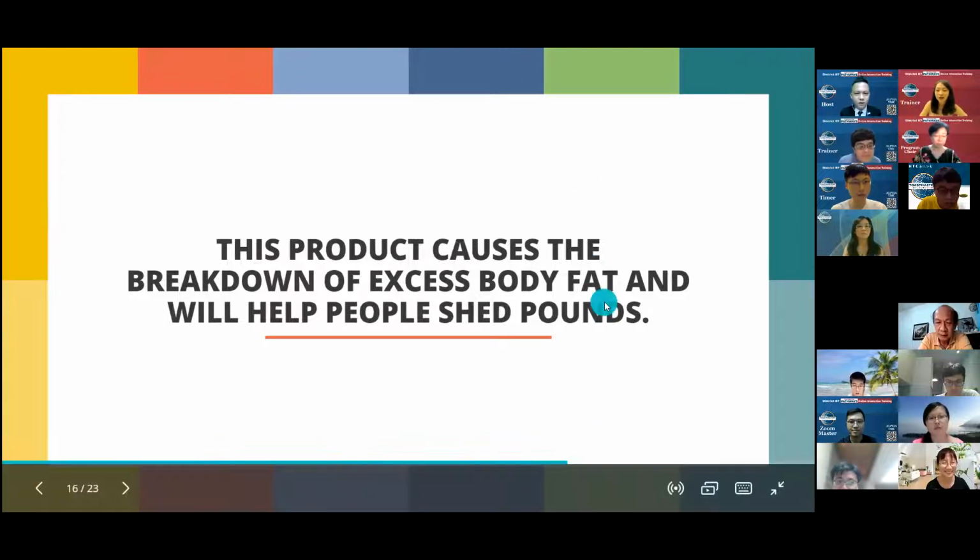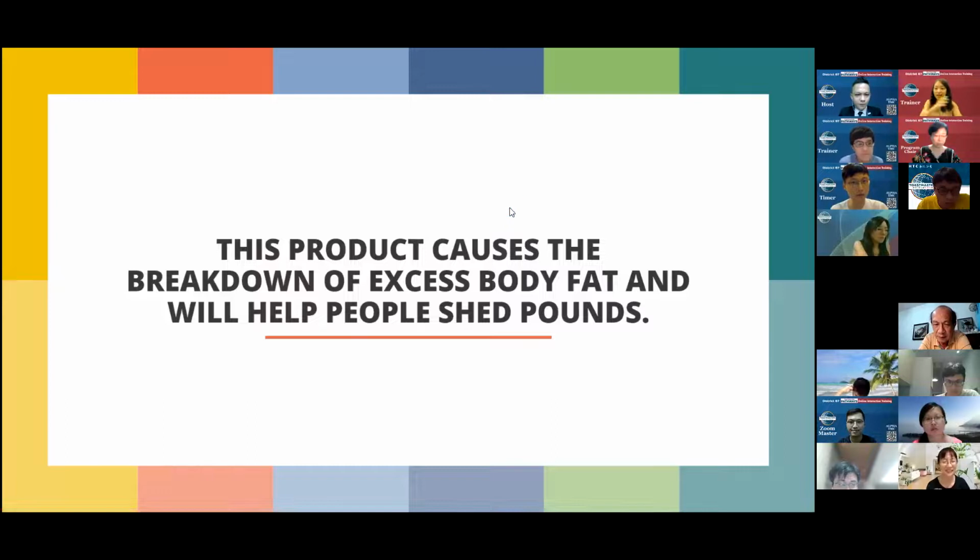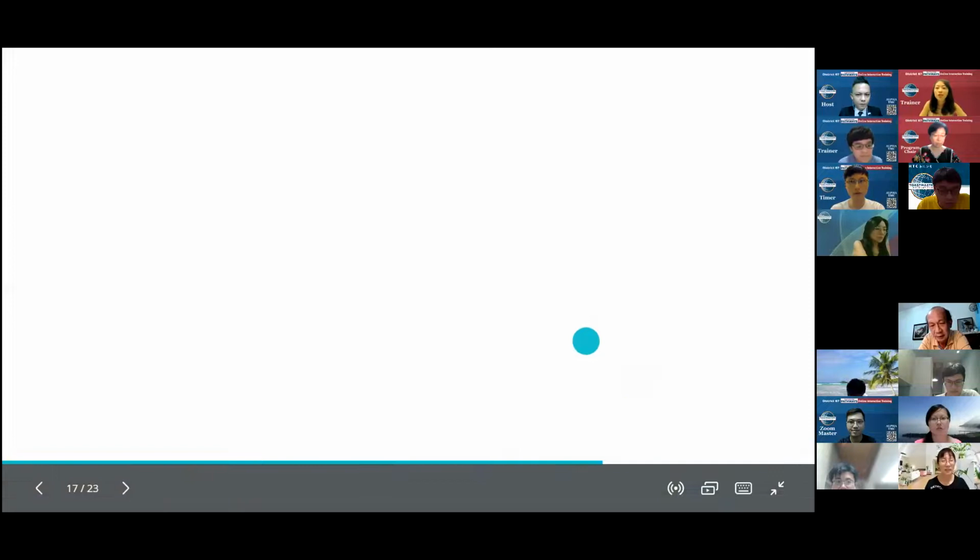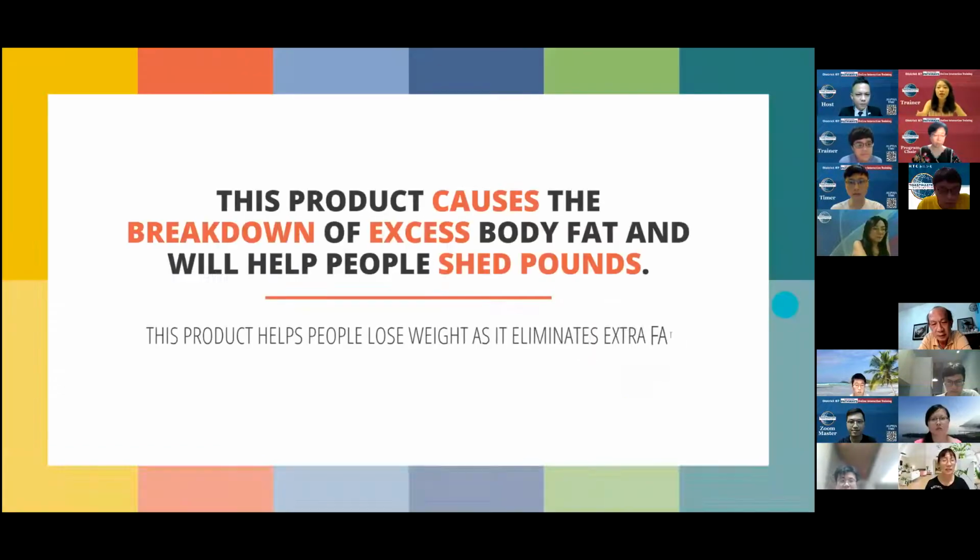Okay, so Darren actually caught two really good words that we can swap out. And here we can also see some causal effects that we can change the order as well. So here we can do things like this. Cause is a word we can swap out, break down as well, excess as well, and shed pounds. These two words are also words that we can swap out.